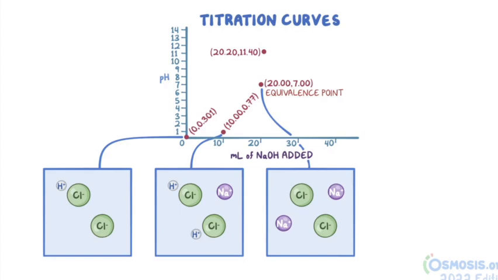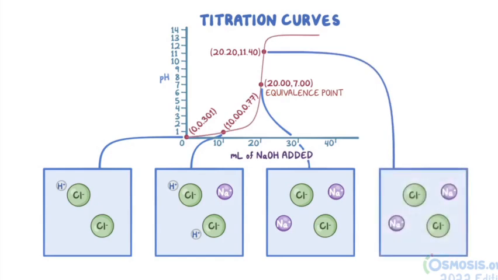If we were to graph the rest of the titration curve, the pH continues to increase, but eventually levels off. For the particulate diagram, we can add in another sodium ion and a hydroxide ion. Since there are no H+ ions present to react with the hydroxide ion, we are past the equivalence point of the titration.